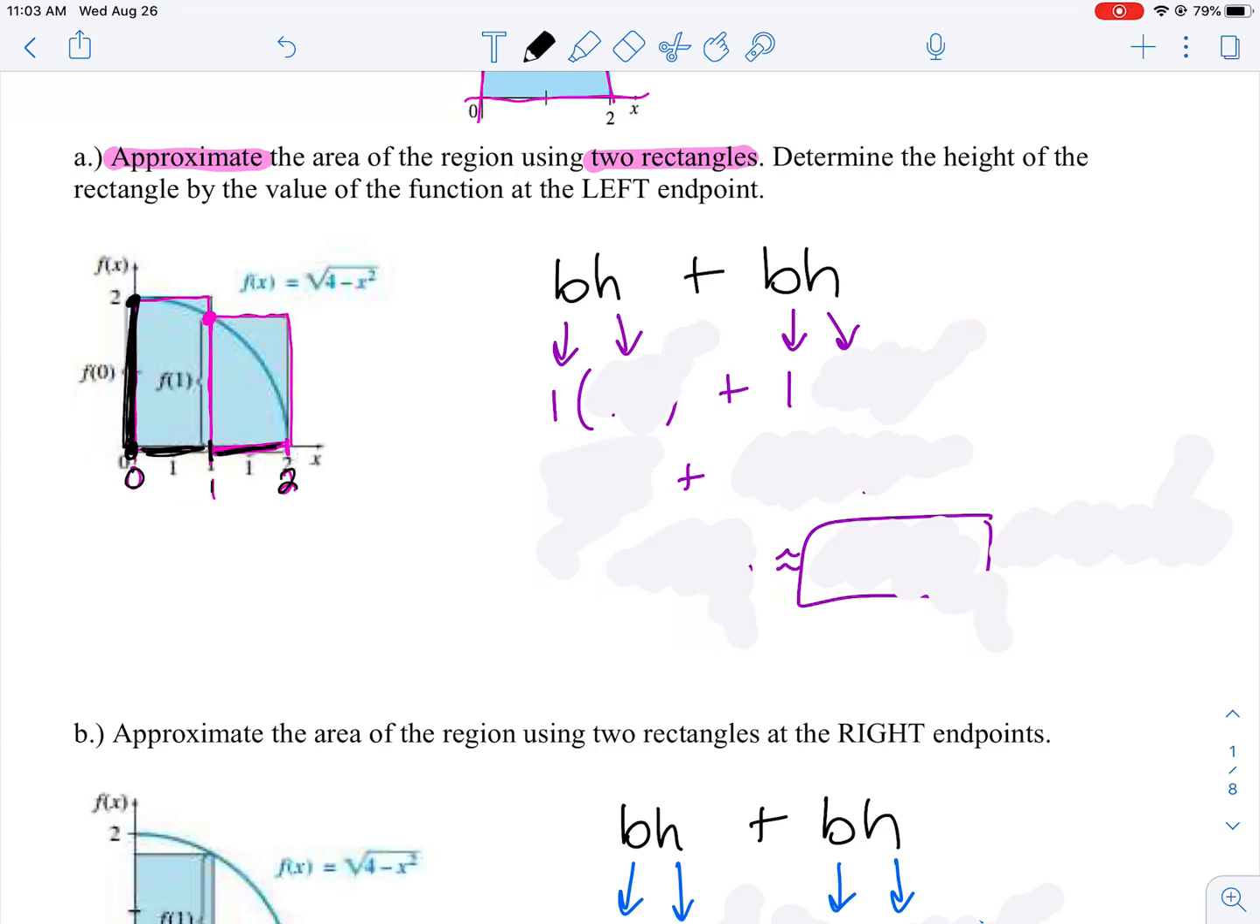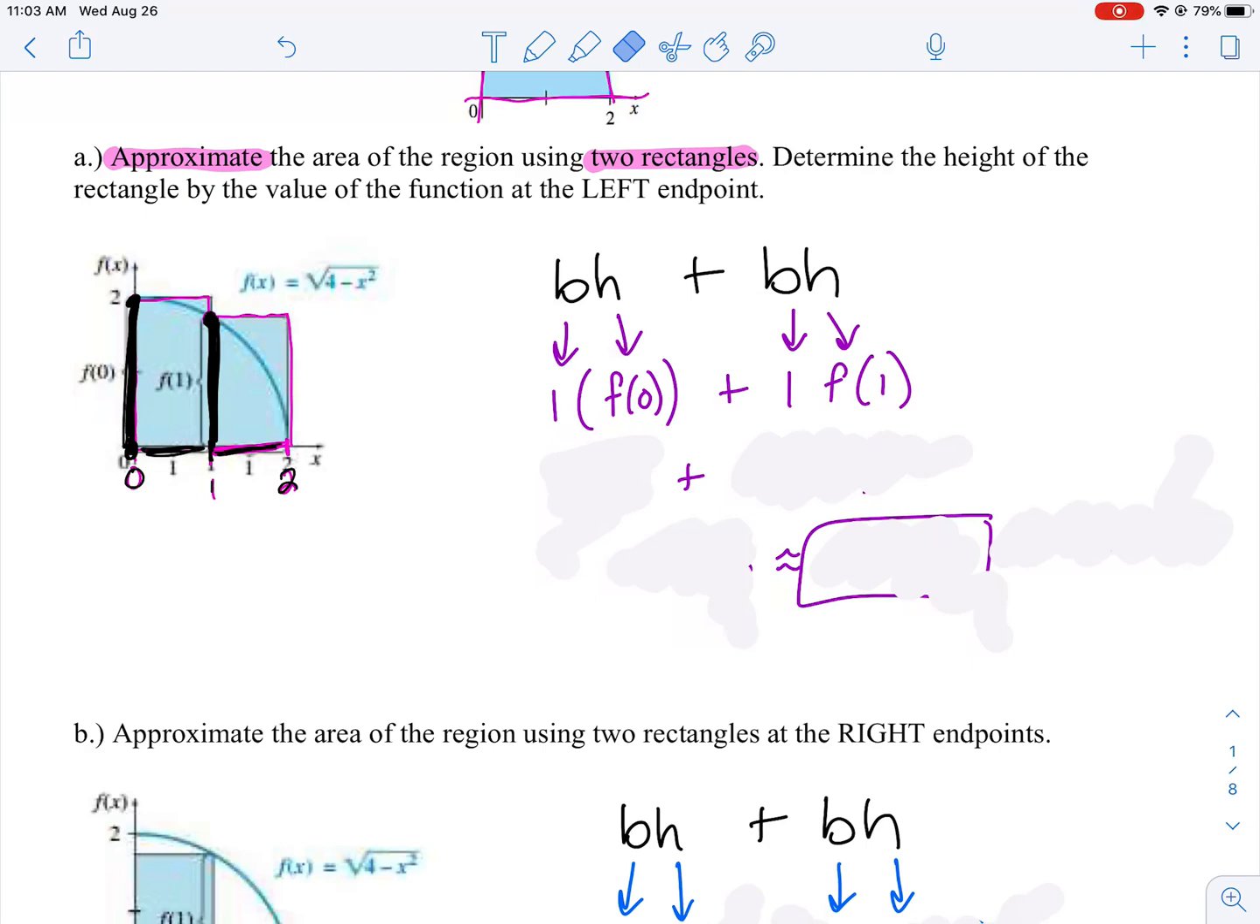So I can find this height by figuring out what my y value is when x is 0. That's going to be the height of my first rectangle, f of 0. So what x value am I going to use to find the height of my second rectangle? Well, if my second rectangle was here, that was the height that we found. If I want to figure out this height, that's when x equals 1. So I can figure out the y value when x equals 1 to find the height of my second rectangle. So I'm going to find f of 1. That will give me my base times my height of the 2 different rectangles.